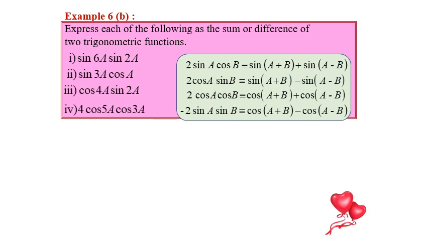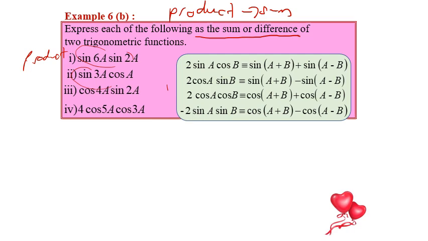In this example, it's basically the case of product to sum, because the question given here is product. As you can see, the two terms are multiplied together, sine times cos, cos times sine. So basically this is product. The question asks to express as a sum or difference. So basically it is a product to sum case. So I already posted here the formula.